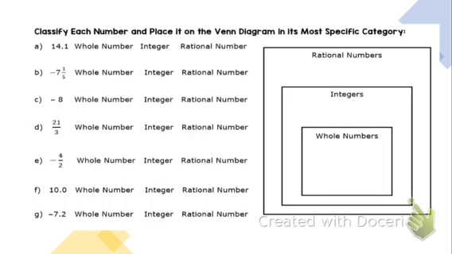Okay? So now I want you guys to try and classify each number and place it on the Venn diagram in its most specific category. I want you to try A through G. I want you to pause the video and resume it once you're ready to play.